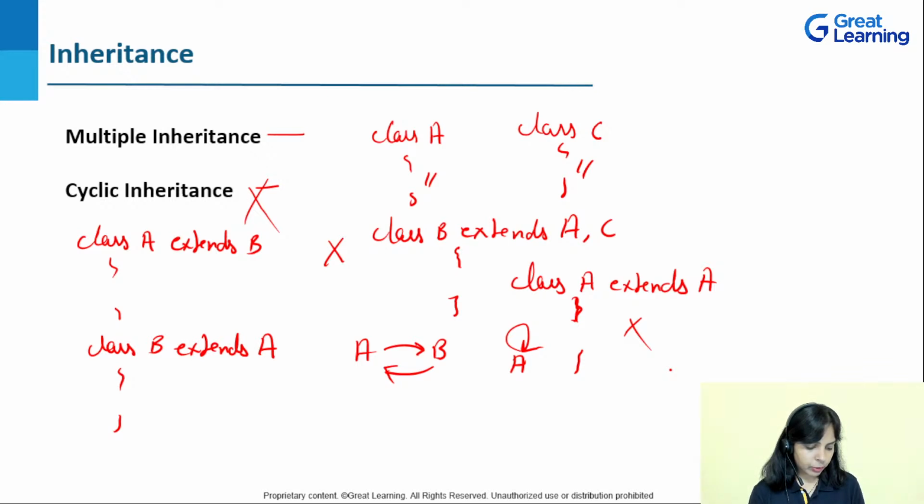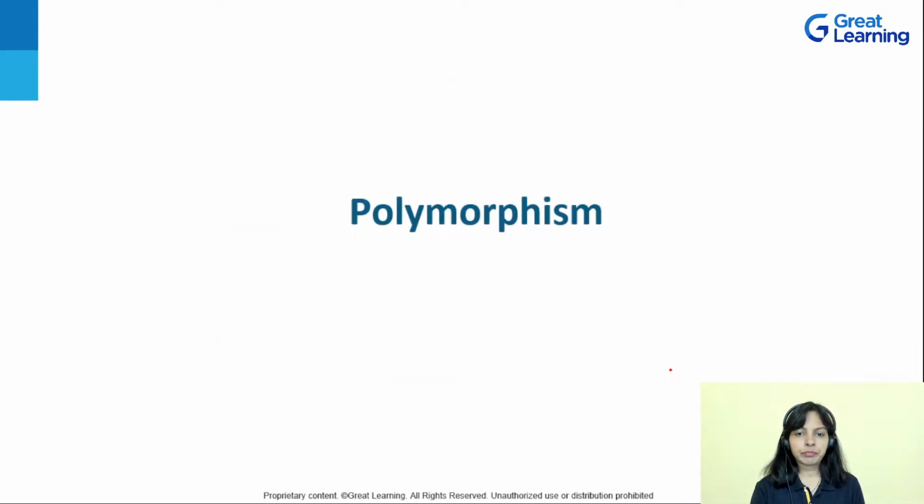Ravi asks, ma'am, what is method overloading or method overriding? Okay, I'll be talking about that topic next, Ravi, that is polymorphism. In that I'll cover these two topics. Any questions? Bunty, no. Okay. Bunty has asked, ma'am, please explain the rule. A rule about what?